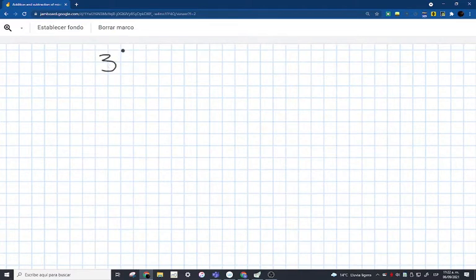Okay, so we are going to see how to make subtractions of mixed numbers in this case. Imagine that you have this subtraction. Maybe it's 3 and 3/5 minus 1 and 2/5. Simple. So what are we going to do?